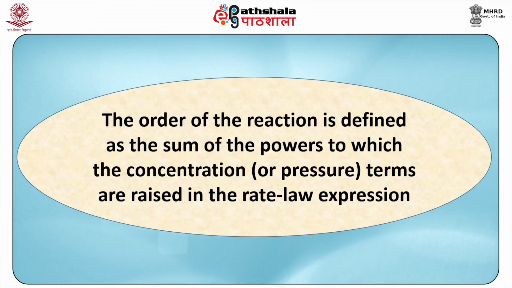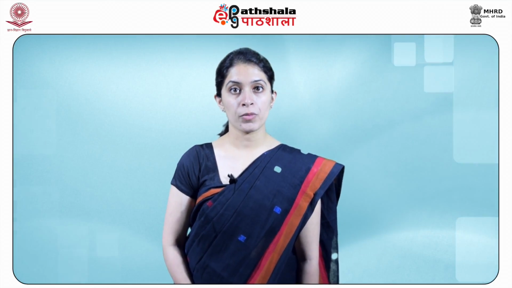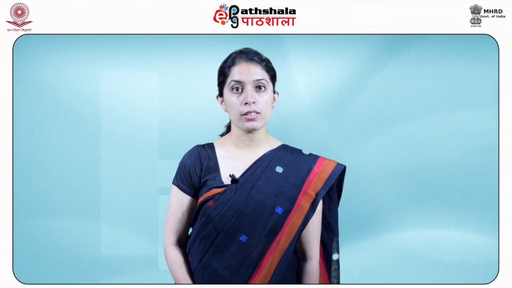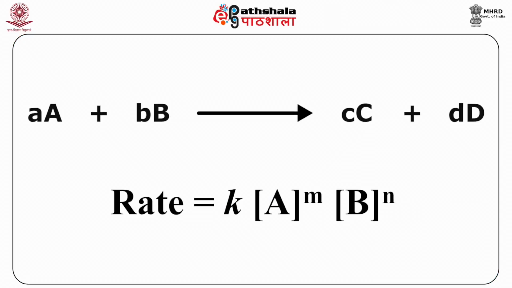The order of the reaction is defined as the sum of the powers to which concentration terms are raised in the rate law expression, as we have already seen. Order of the reaction depends on the mechanism of the reaction. It describes the relationship between rate of a step in chemical reaction and the concentration of one of the reactants consumed in the reaction. For the reaction which we have already seen, aA plus bB giving cC plus dD, rate law gives the equation rate equals k [A]^m [B]^n.